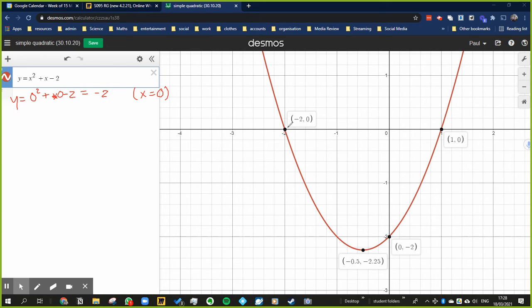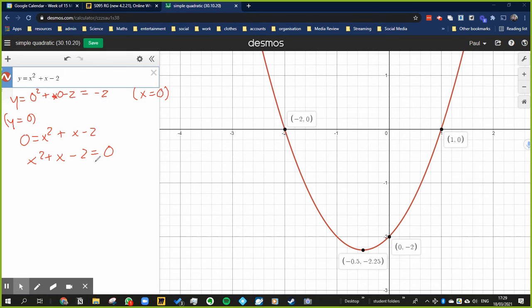So what about when it crosses the x-axis? Well, that's when y is equal to 0, because anything below the x-axis, y is negative, and anything above the x-axis, y is positive. If we sub this 0 into the equation, we've got 0 is equal to x squared plus x minus 2. This is how you solve quadratic equations in general. Let's move the 0 to the other side: x squared plus x minus 2 is equal to 0.